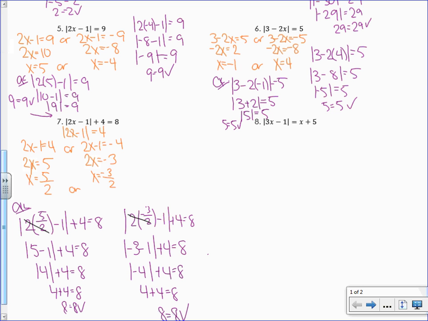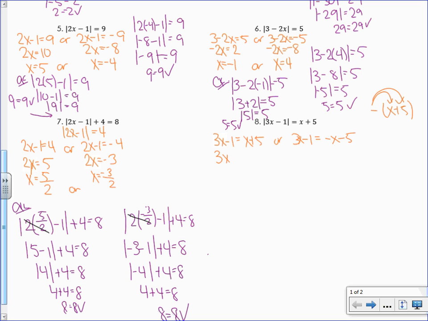Alright, this one's a little trickier. The absolute value is isolated, but remember, we have to make everything negative for our negative case. So this is going to be 3x minus 1 is equal to x plus 5. Or 3x minus 1 is equal to negative, and then keep this in parentheses. Or a lot of you are going to just notice that the sign switches, so it's going to be negative x minus 5. That's what would happen if you did the parentheses and then distributed.